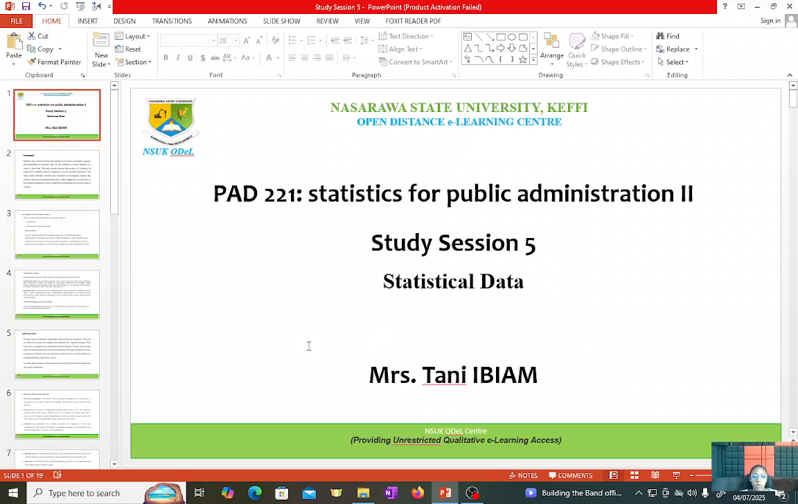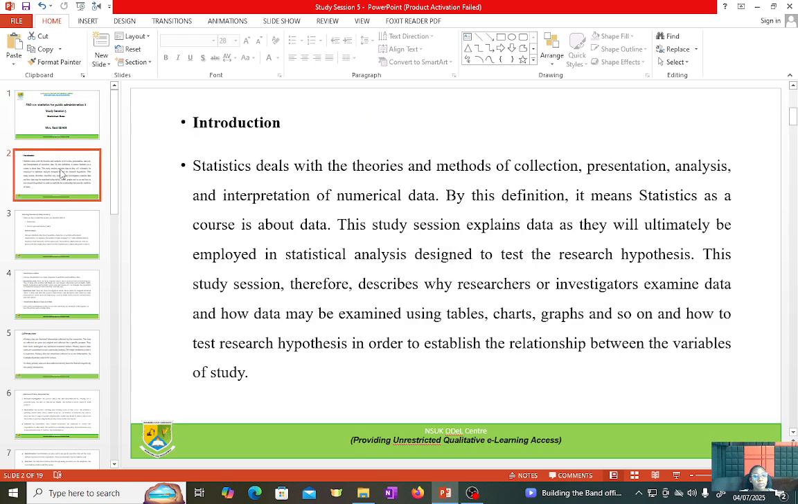Today on part 221, we'll be discussing statistical data. Statistics deals with the theories and methods of collection, presentation, analysis, and interpretation of numerical data. By this definition, it means statistics as a course is generally about data.